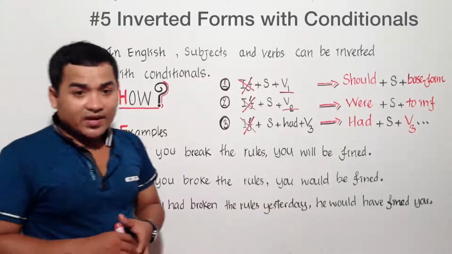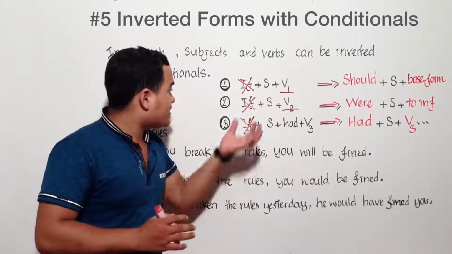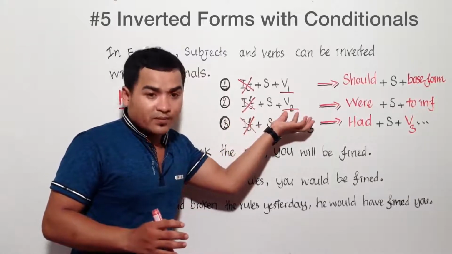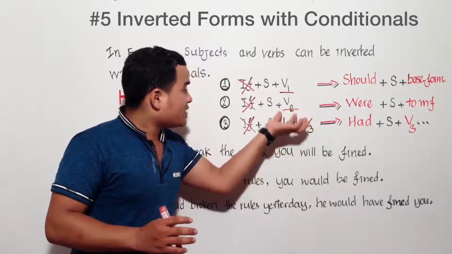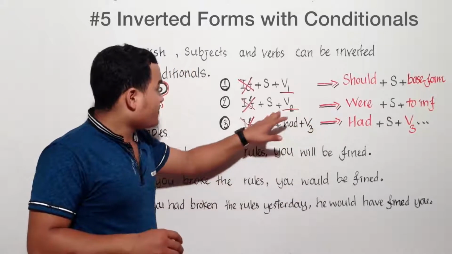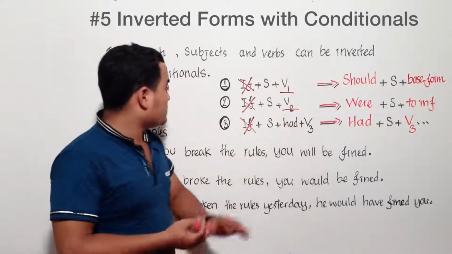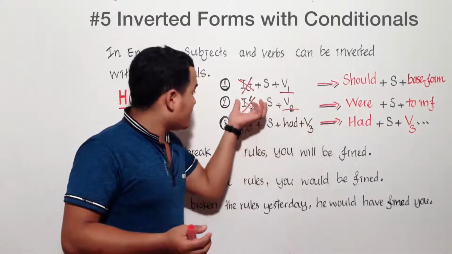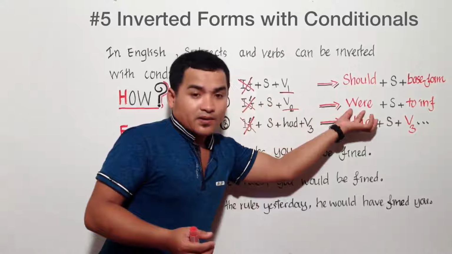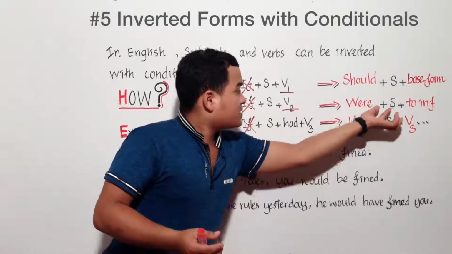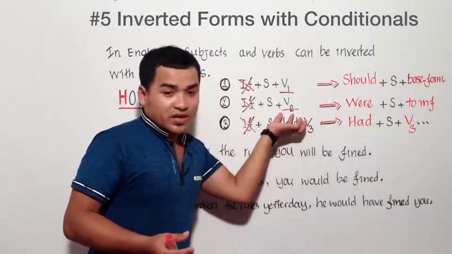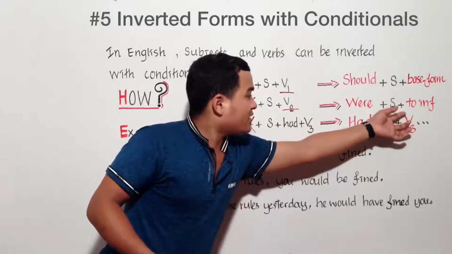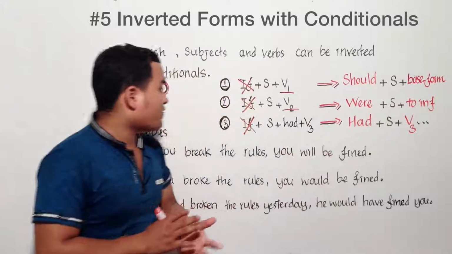What about the second condition? For the second condition, the basic form is if plus subject, then past simple verb, right? But the past simple verb is usually called verb 2. So if you want to invert, just remove if and then replace it with were plus the subject. Then remember to change verb 2 or past simple verb into to infinitive. That is really important, all right? So please do not forget.